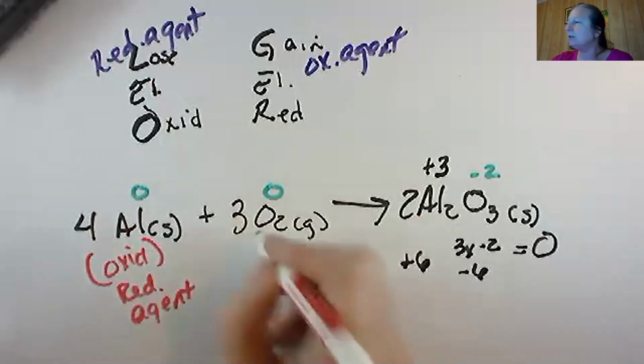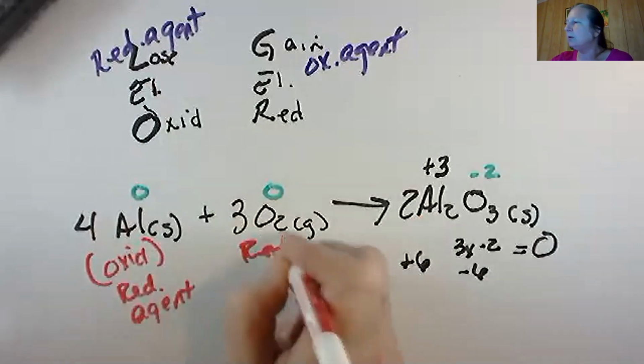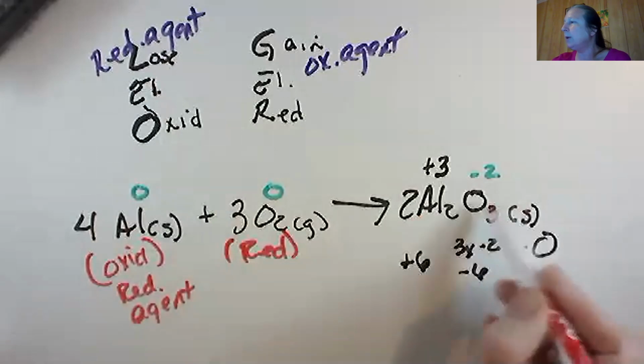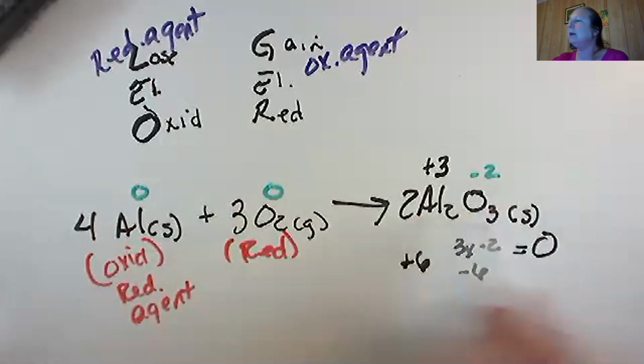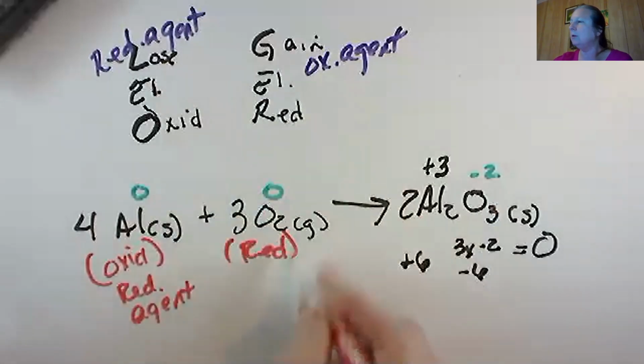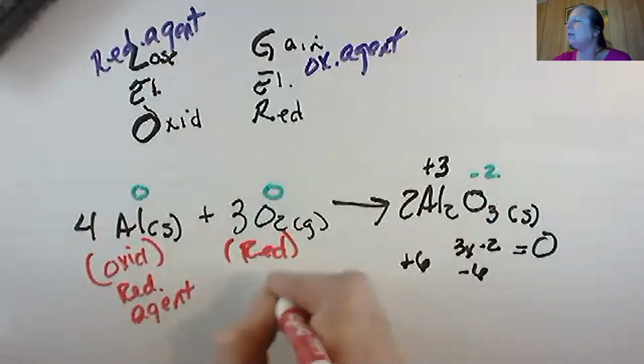Well, if that's oxidized, this has to be reduced. We'll check it. It goes from a 0 to a -2. It gained 2 electrons. Each individual oxygen did. And that gaining of electrons is reduction. Therefore, it is my oxidizing agent.